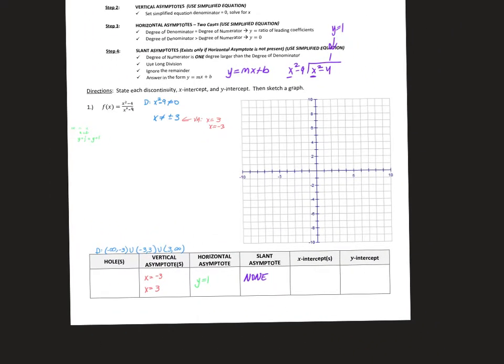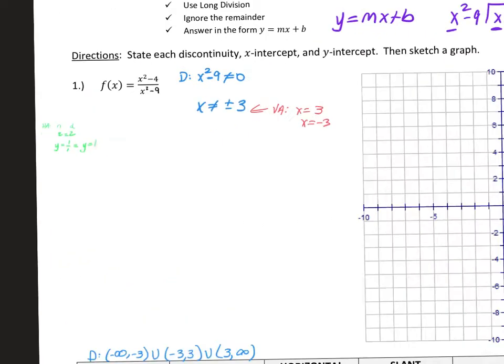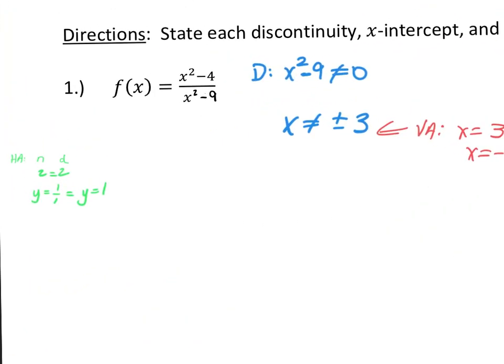All right, moving along. How would I find the x-intercepts? Set the numerator equal to 0. Good job, Carlos.